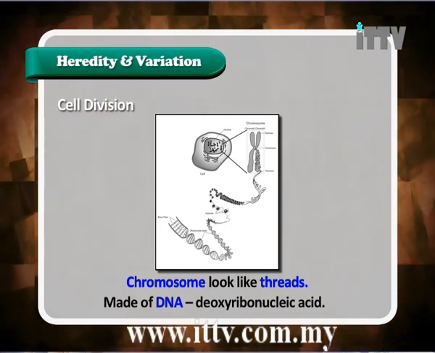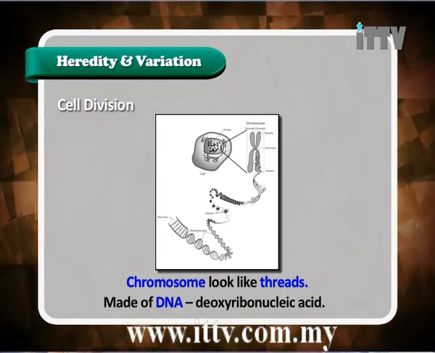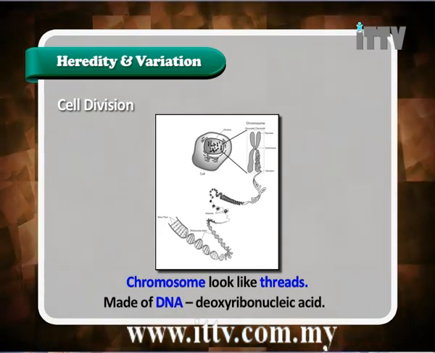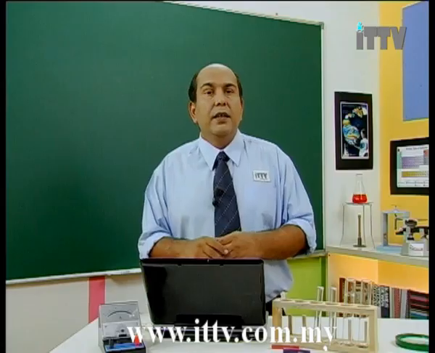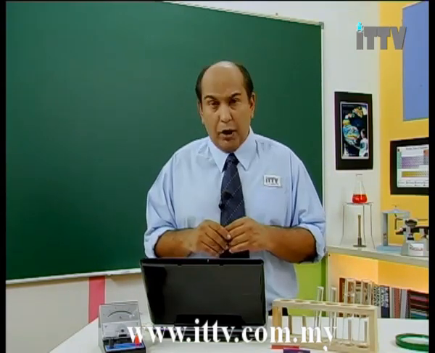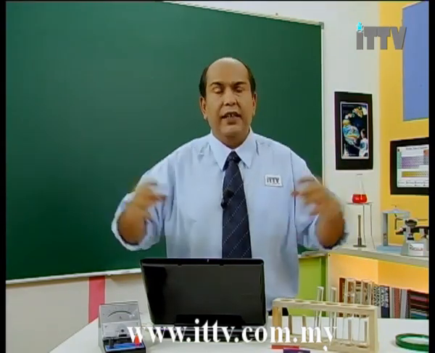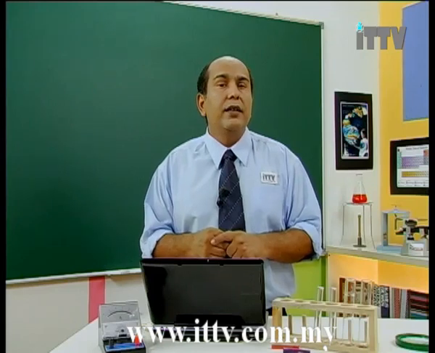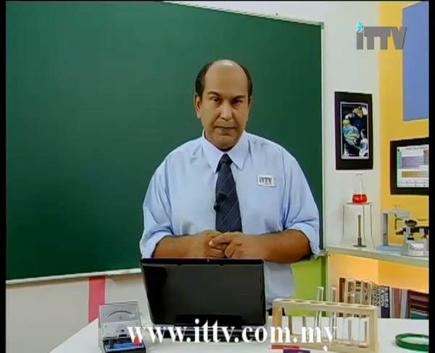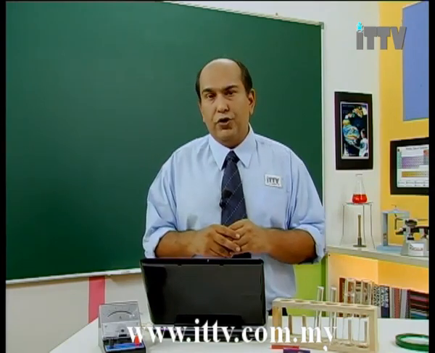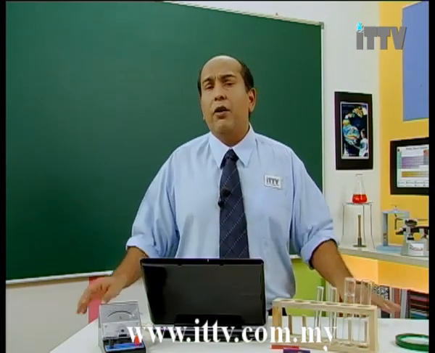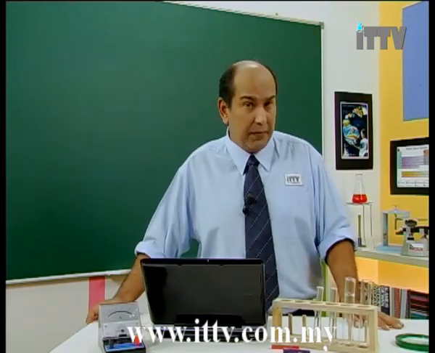Chromosomes look like threads made of DNA, deoxyribonucleic acid. So our chromosomes are made from a special type of polymer, which is a very long chain, and we call it DNA, deoxyribonucleic acid. All chromosomes are made from DNA across the board, whether you're a plant or an animal.